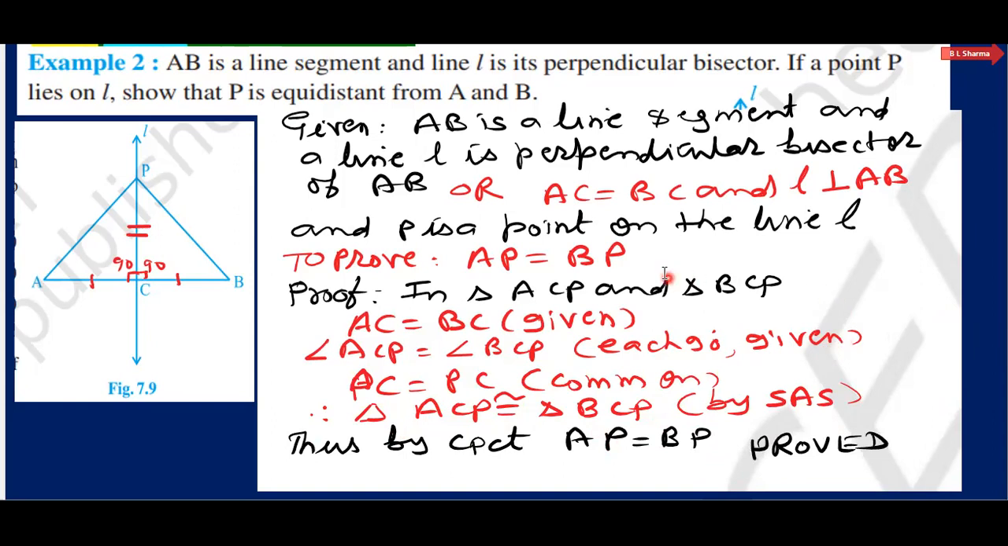यही हमें प्रूव करना था. देखिए, to prove AP is equal to BP, and here we have proved AP is equal to BP. So that's all for example number 2.